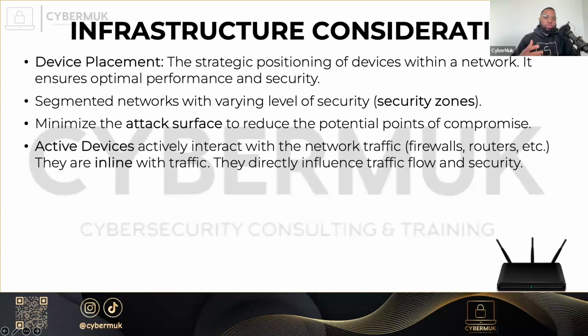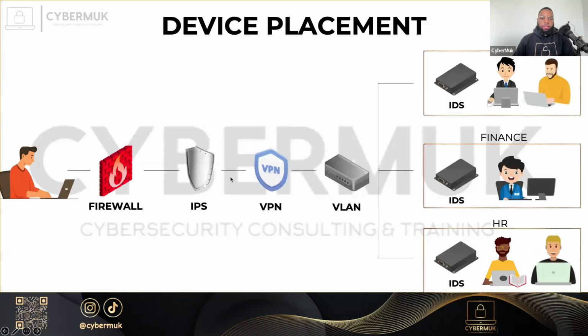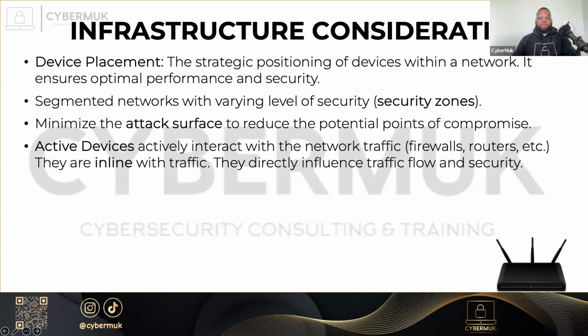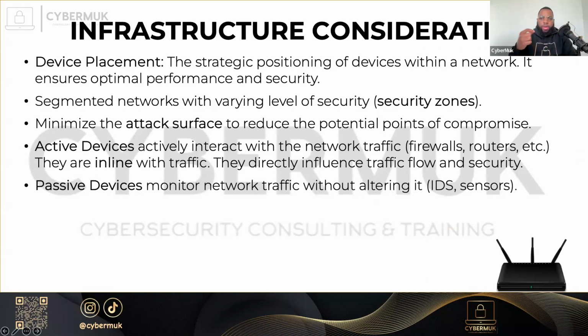Active devices usually interact with network traffic and they are in line with traffic. They influence the flow of traffic, just like we saw here. You have active devices here which are in line with traffic, so traffic flows along these devices. Then you have passive devices. With passive devices, the network flows without altering those devices. For example, you have some intrusion detection systems or some sensors that work passively. They don't prevent access, but they more like overlook the network.